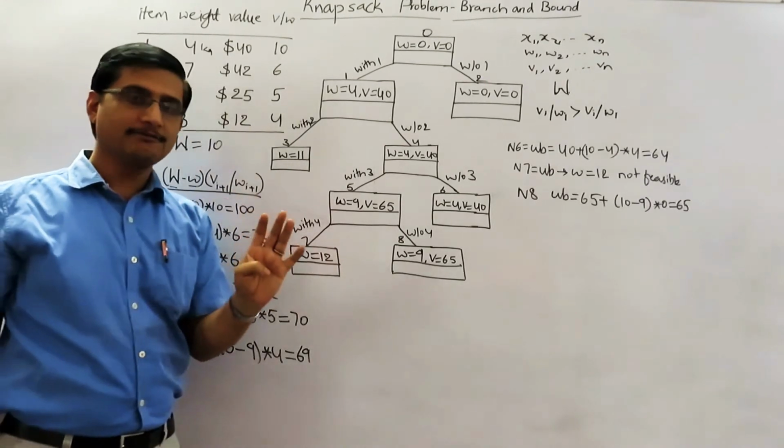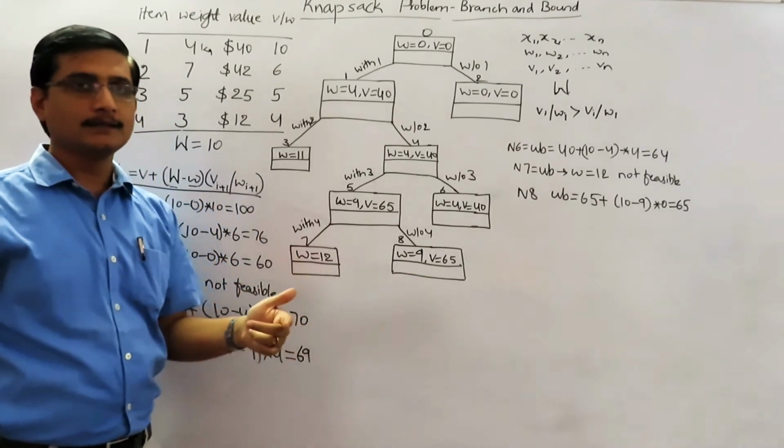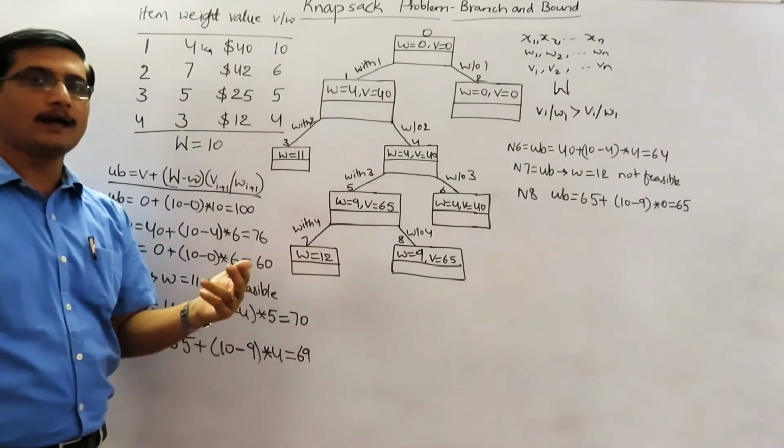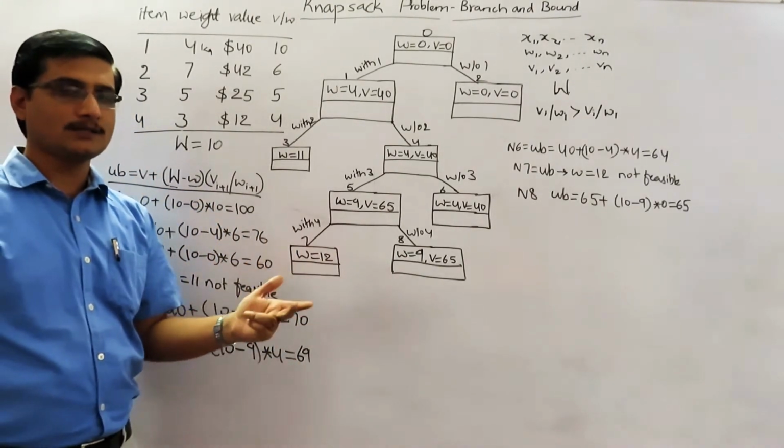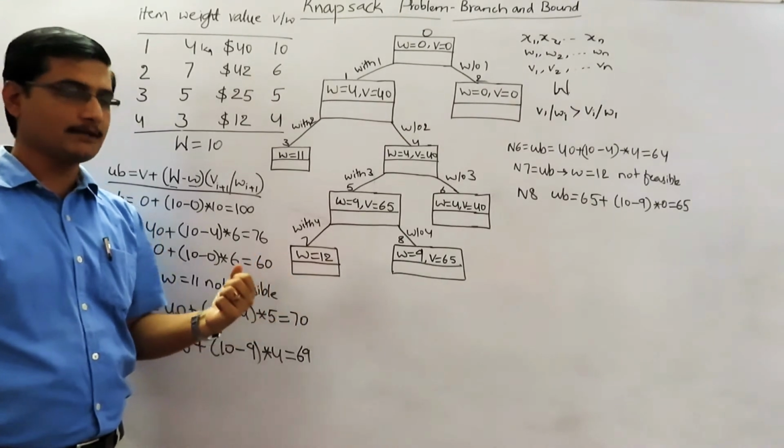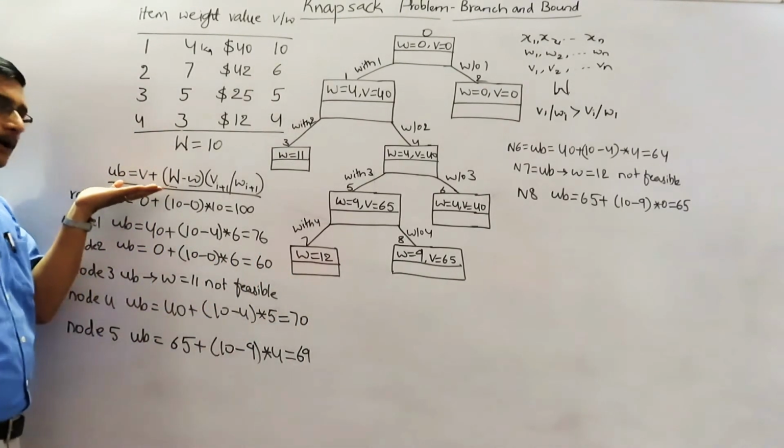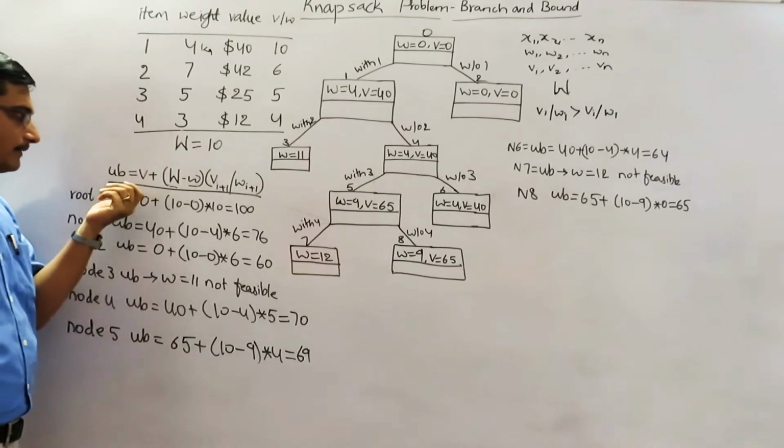So the objective function is that we need to maximize the value gained, and the constraint is that we should not exceed the capacity of the bag. And this is the upper bound function we are given.